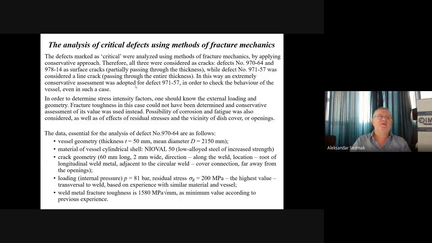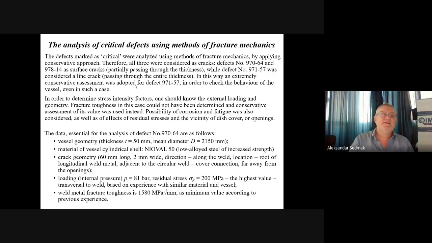So how do we actually proceed from that point? One issue is the defect itself, which we assumed to be all the way along the vessel. So that is the first conservative approach about its geometry. And then the second conservative approach is that we considered this defect as a crack, not as just lack of penetration.